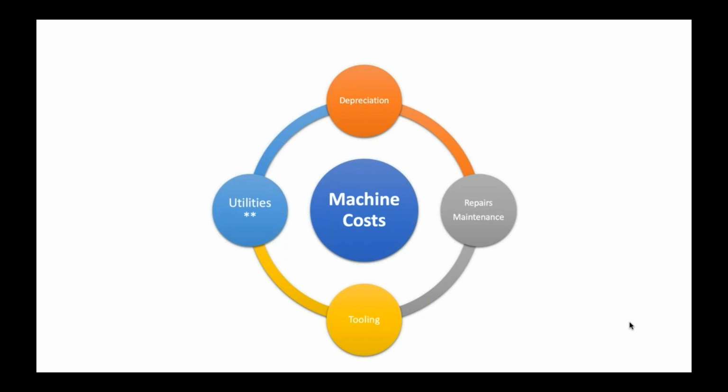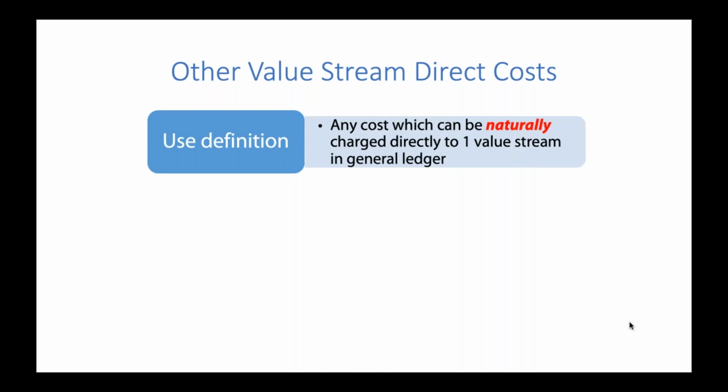So just remember that definition, the accounting definition of a direct cost. It's a cost that can be easily charged to one value stream. So in this case, how many costs can be easily charged to one machine? Those are your direct costs. And then you have your other costs. And again, I go back to that definition. Any cost which naturally can be charged directly to one value stream in the general ledger, charge it as a direct cost.